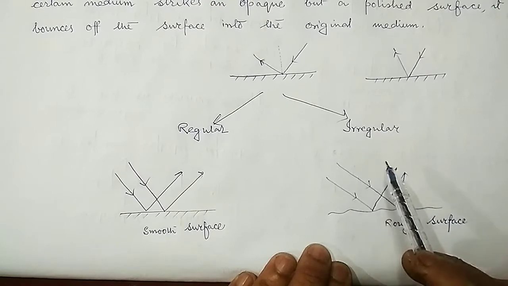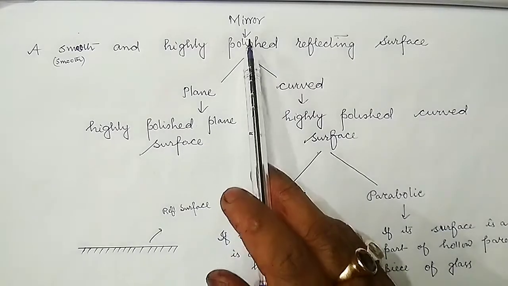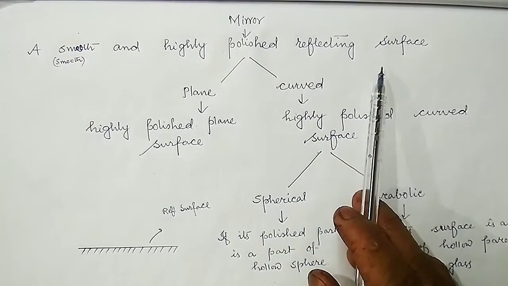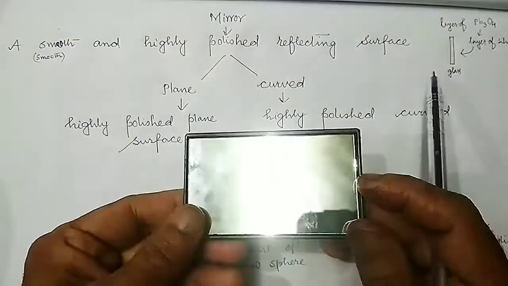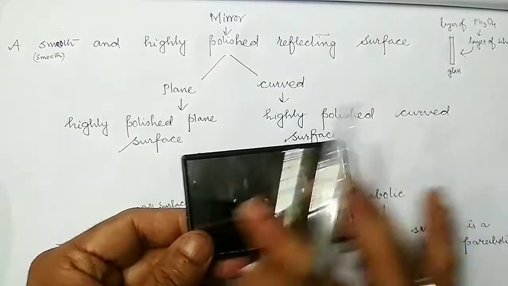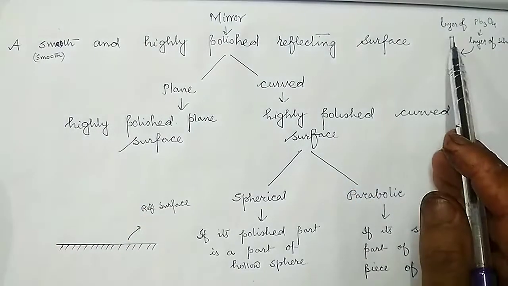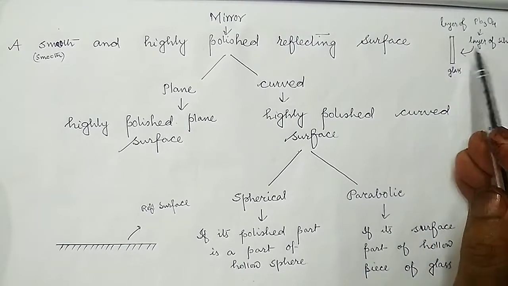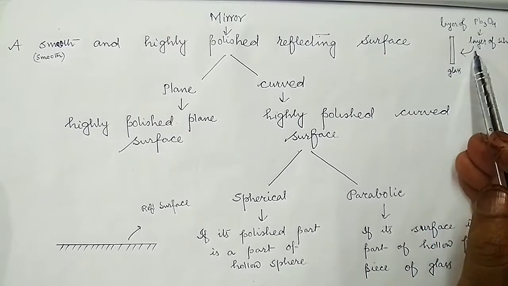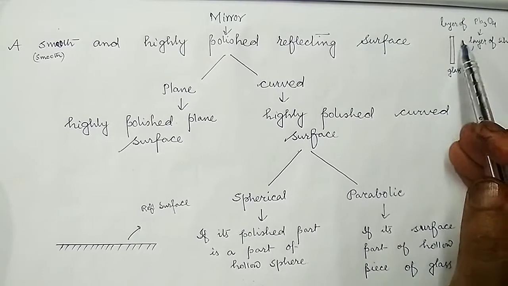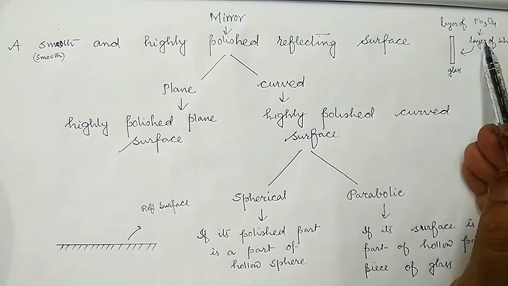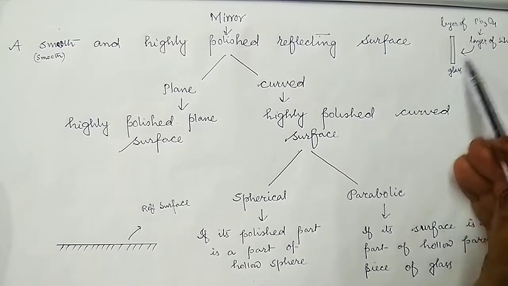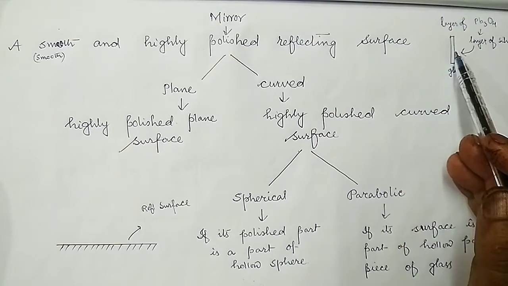Now I am going to the next part, that is mirror. Now what is a mirror? A smooth and highly polished reflecting surface is called a mirror. Commonly we use this type of mirror in our home, which is highly polished. Now how is it prepared? First of all, we have to take a plain glass. Then we give a layer of silver, because silver is the best reflector of light. And then on top of the silver layer, just to protect it, a thin layer of red lead oxide is given. This is how the mirrors that we use in our home are generally prepared.